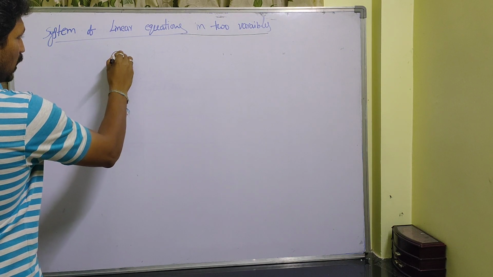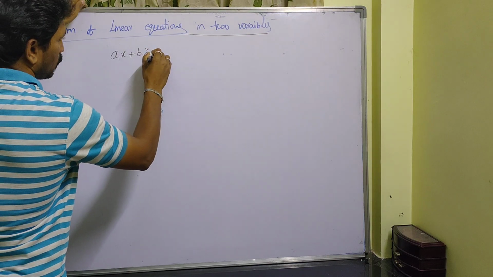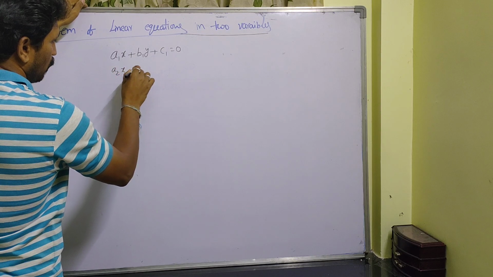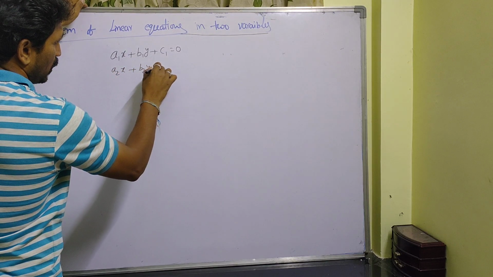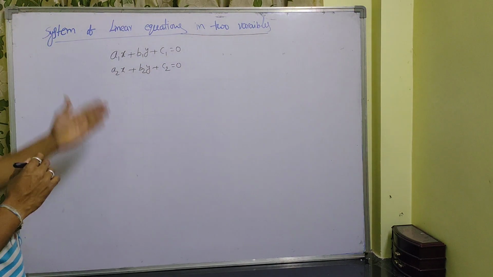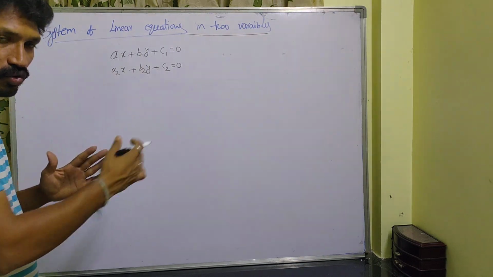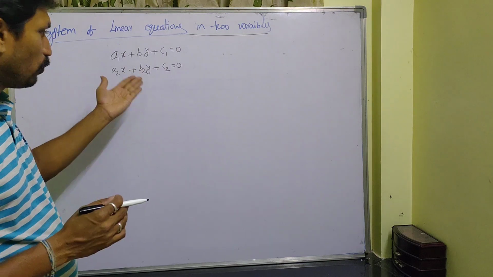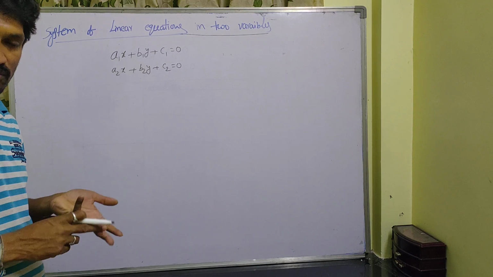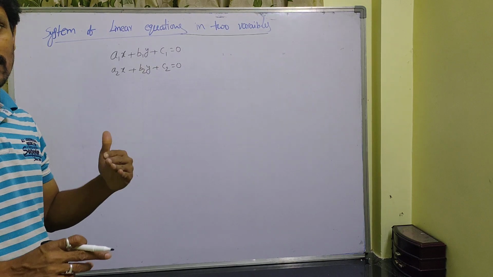Let us take the linear equations: a1x + b1y + c1 = 0, the first equation, and a2x + b2y + c2 = 0, the second equation. How to solve these two equations? Before going to solving them, we already know the elimination method, substitution method and cross multiplication method. But I am saying when it is consistent and when it is not consistent.